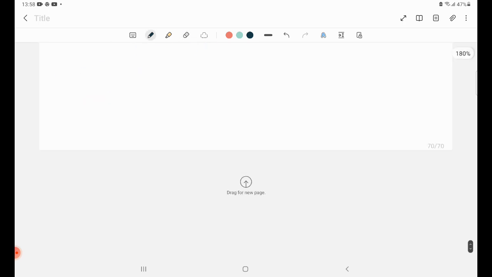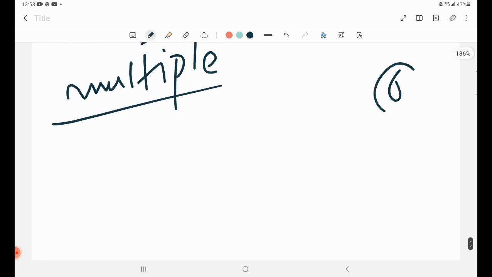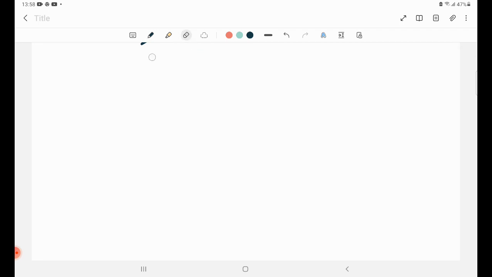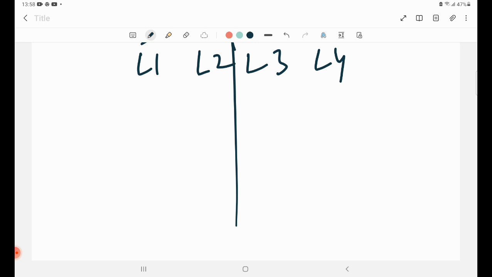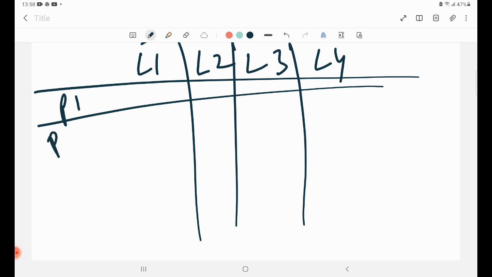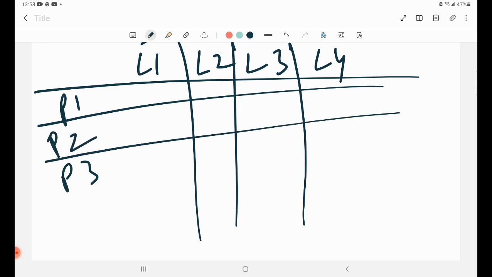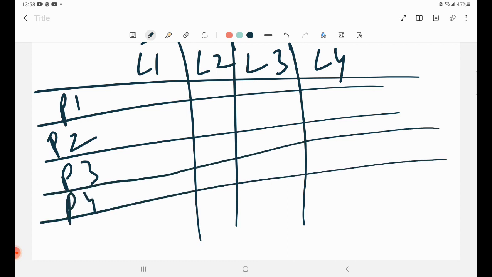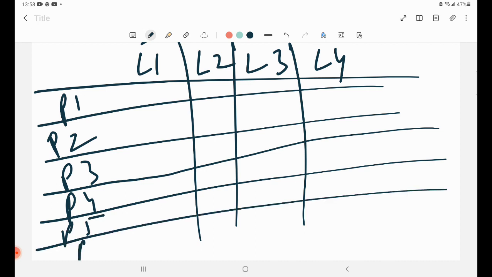So I'll just show you an example, for six people, I'll just take a small group and show you how to do this. Let's say I have four languages, L1, L2, L3 and L4, right? I have these four languages, and I have six people. So I have P1, P2, P3, P4, P5, and P6. Now let's say P1 knows L1 and L2. Now let's say P2 knows L1 and L3. This is okay till now, right?